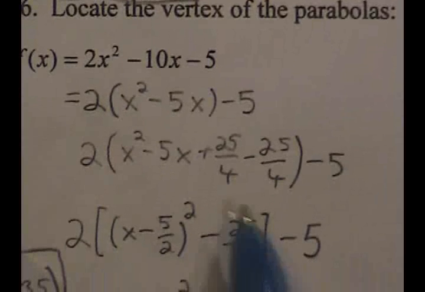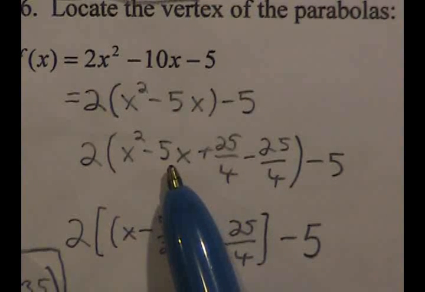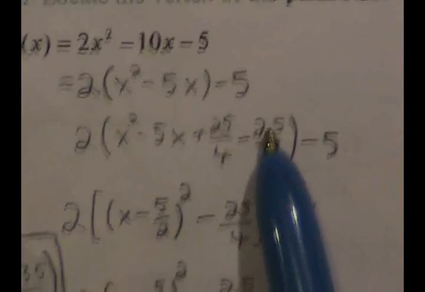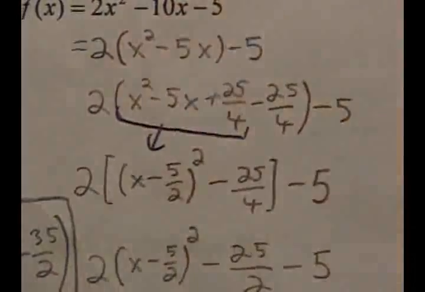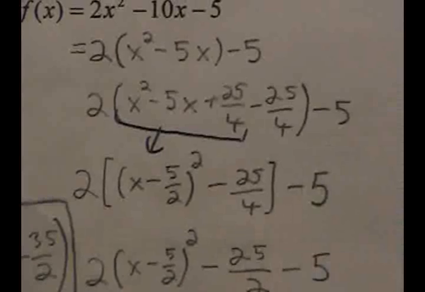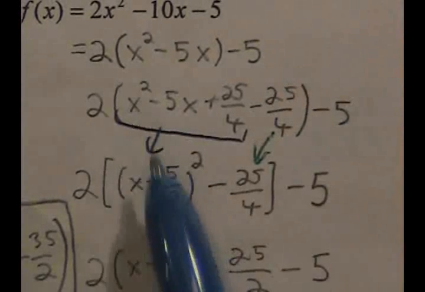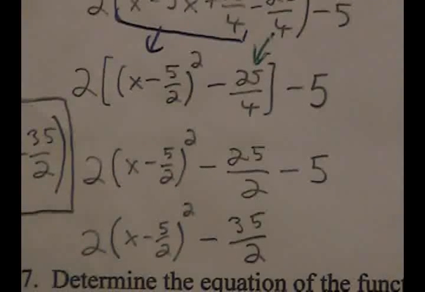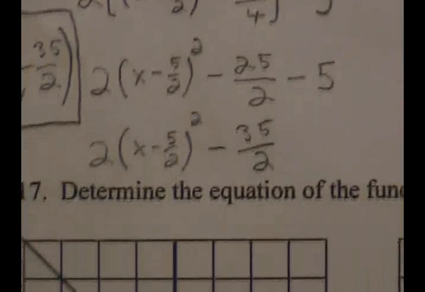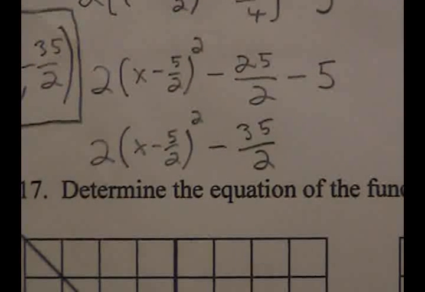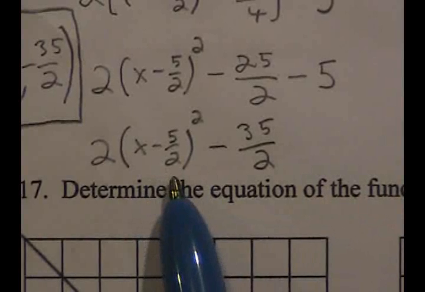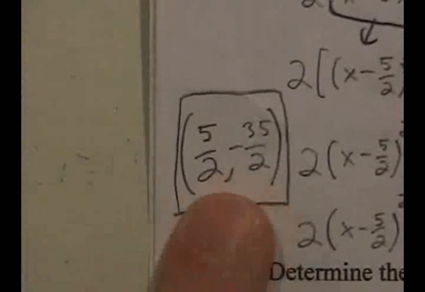But the magic number that you need in between is half of 5 squared, so that's 25/4. Add it and subtract it. The first 3, therefore, break down into that, and then you just carry this down as usual. So then this condenses into that. Then you put the 2 back to both of these, and it multiplies like that, and then you add the 5 in the fraction, and that's what you get. To locate the vertex, it's going to be the opposite of the 5/2 and the -35/2. Since it says locate the vertex, complete the square, figure it out, that's what you get.